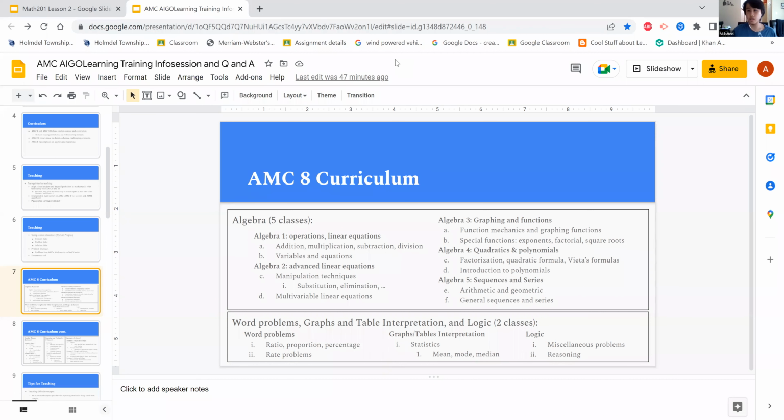So that's for algebra. That's the general overview of what we'll be covering. Obviously, this can change in the future, but these are basically the content areas which we'll be focusing on. All right. Anyone have any questions?